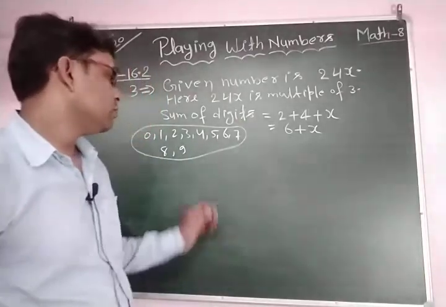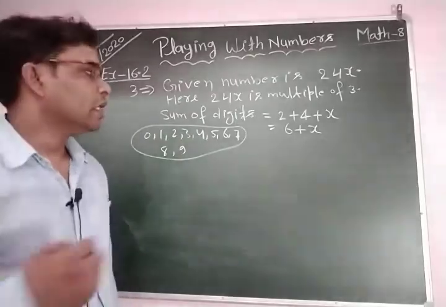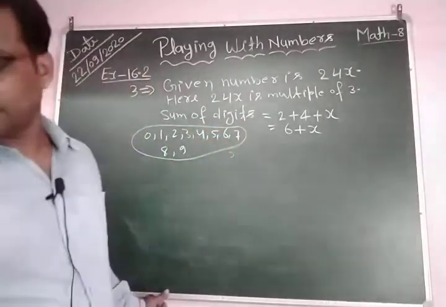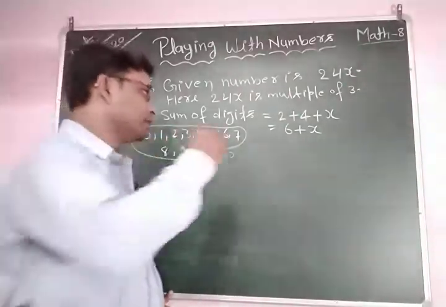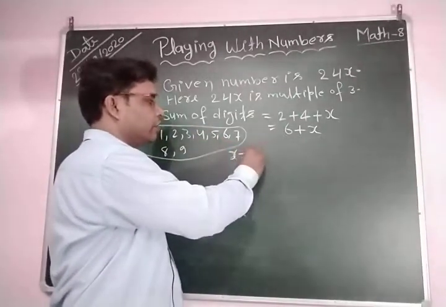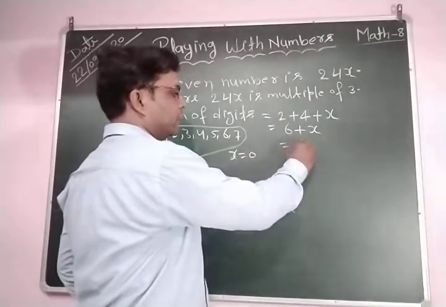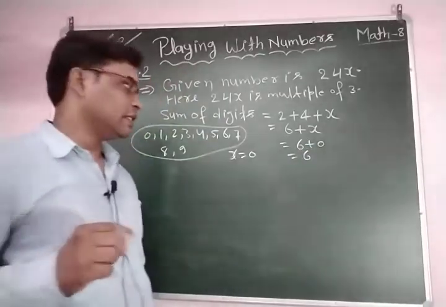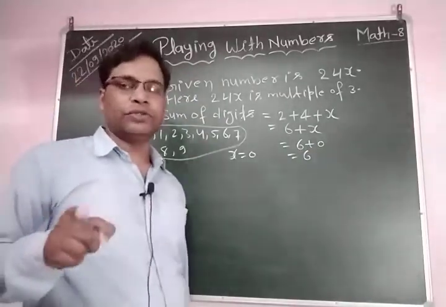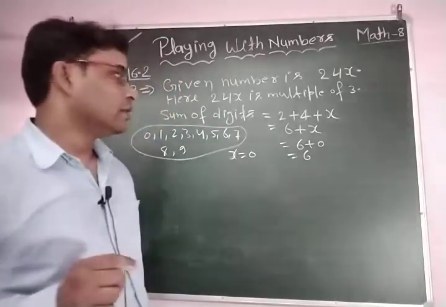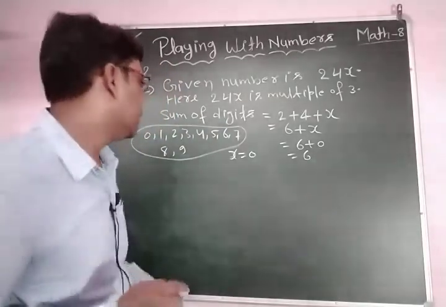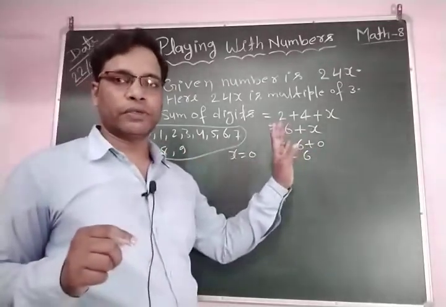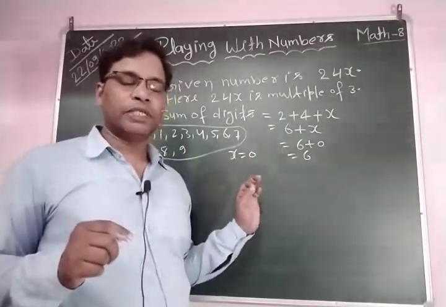So first we put x equal to 0. If you put x equal to 0 here, we get 6 plus 0, or 6. So this number 6 is divisible by 3. So the value of x is 0. Okay, the value of x is equal to 0. And next we take 1. If you take 1 here, 6 plus 1 is equal to 7. So this is not divisible by 3.